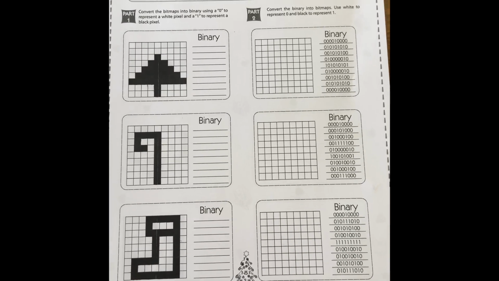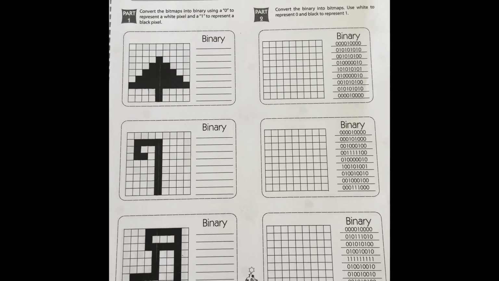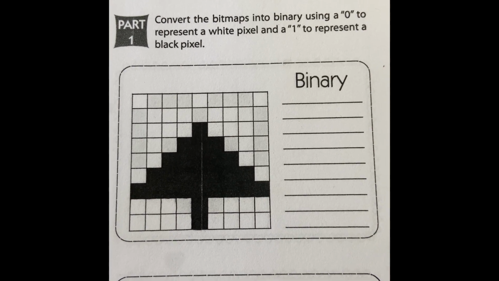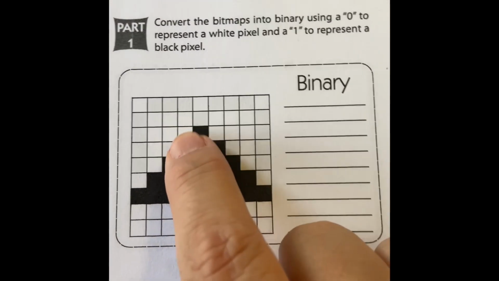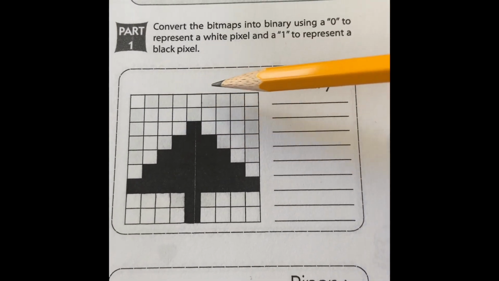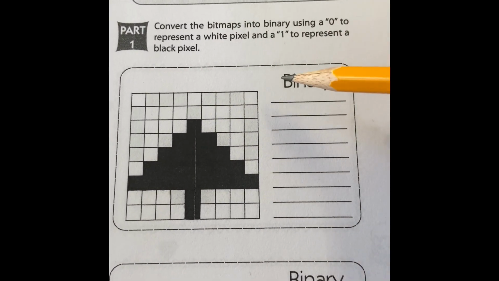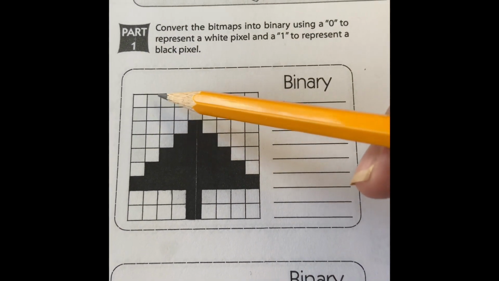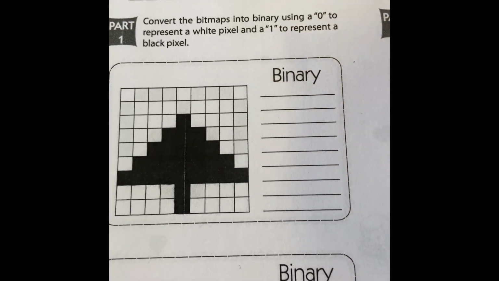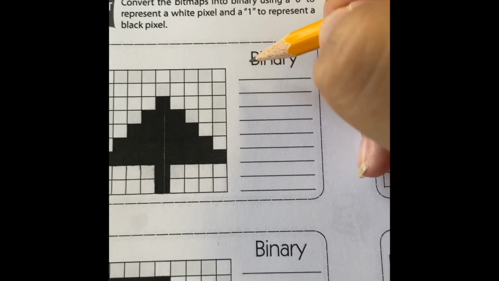Crack the code, a binary holiday activity. Convert the bitmaps into binary using 0 to represent a white pixel and a 1 to represent a black pixel. The first row has nothing but white boxes. So how many boxes do we have? 1, 2, 3, 4, 5, 6, 7, 8, 9. 9. So we're going to make sure to put 9 zeros on this line.